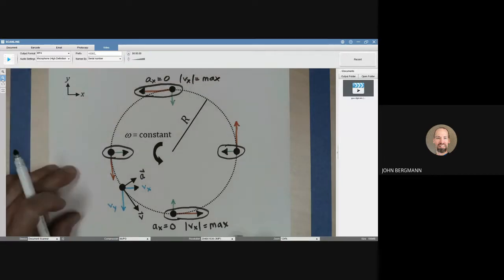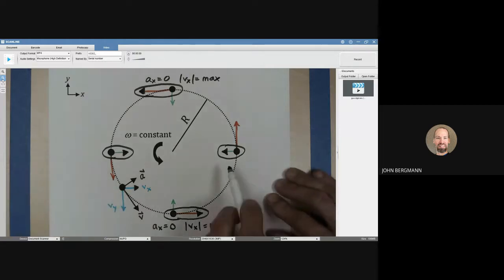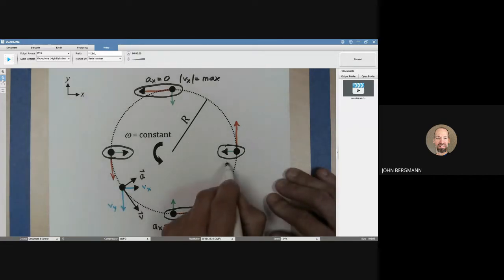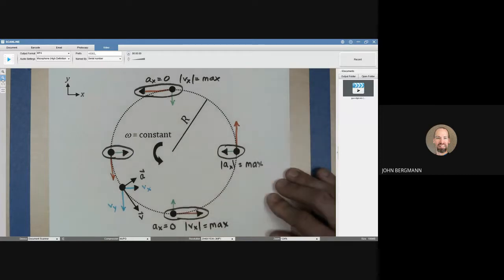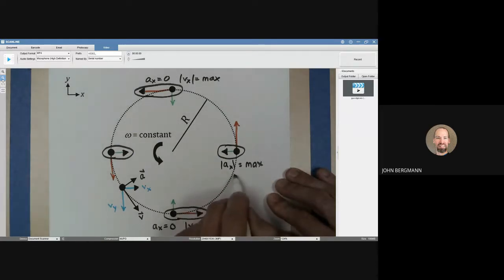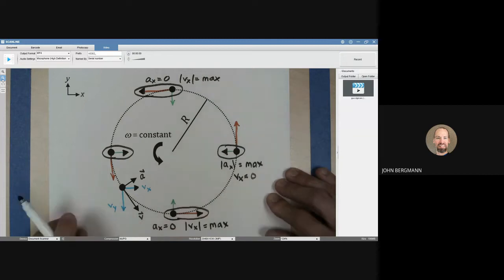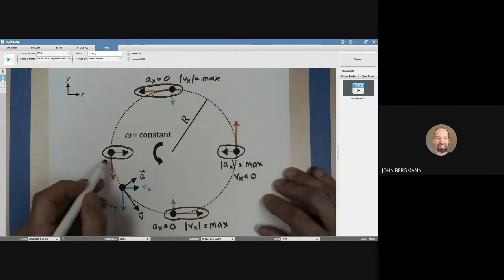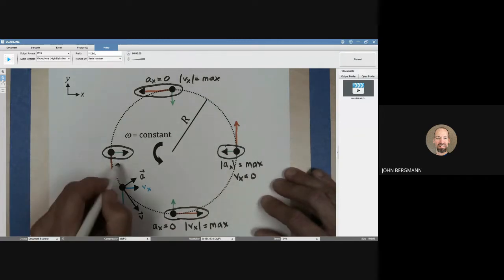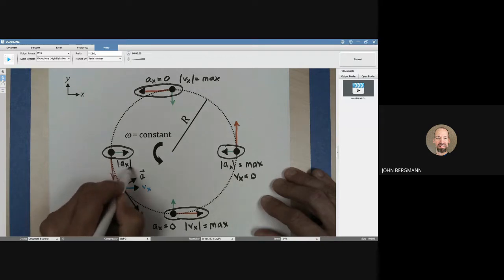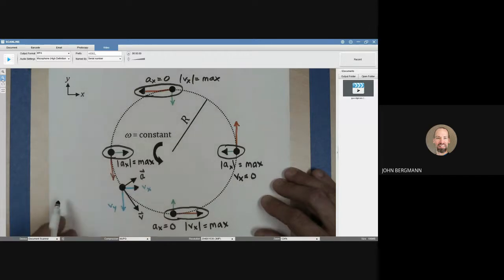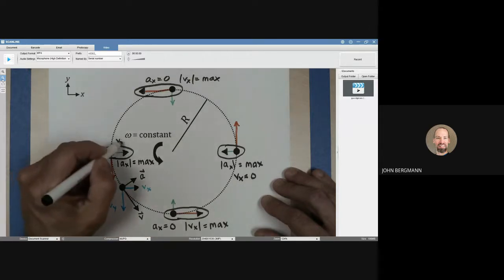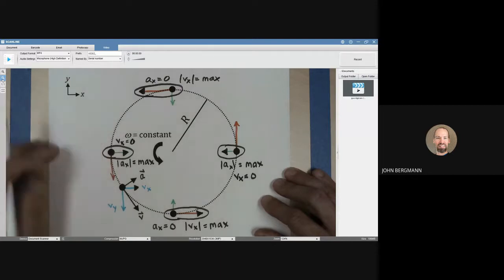What about at points east and west? At points east and west, the acceleration in the x direction, let me put an absolute value sign, is a maximum, but the x velocity is 0. Same thing on point west here. The magnitude of the x acceleration is maximized, and the x velocity is 0.